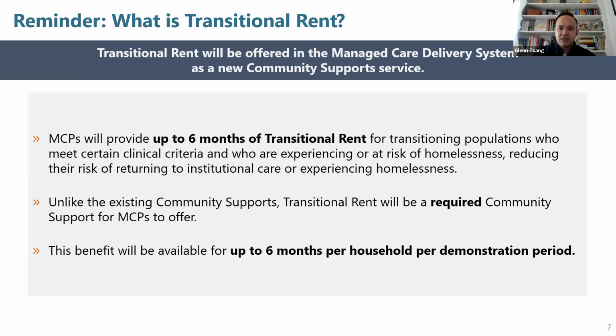A quick reminder on what transitional rent is. Transitional rent is 6 months of rental assistance for members enrolled in a Medi-Cal managed care plan who meet certain criteria, which I'll cover in the coming slides as well. This will be a 15th community support. The difference with this service, compared to the other community supports, is that transitional rent will be a mandatory benefit that all plans have to offer to eligible members. Other community supports are still optional services for plans. Also noting the housing trio, that's housing navigation, housing deposits, and housing tenancy and sustaining services, are currently offered by all plans in all counties statewide.